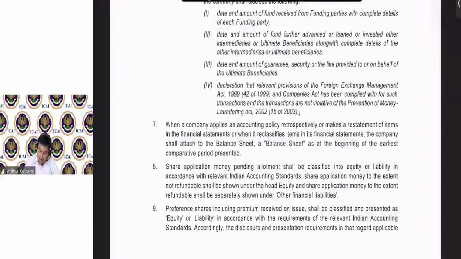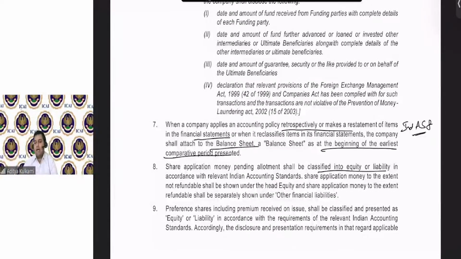When a company applies an accounting policy retrospectively or makes a restatement, attach a balance sheet as at the beginning of the earliest comparative period presented. This is nothing but Ind AS 8 provisions, which they have specifically given. You have to have 3 balance sheets. Share application money pending allotment is to be classified into equity or liability in accordance with relevant Ind AS.